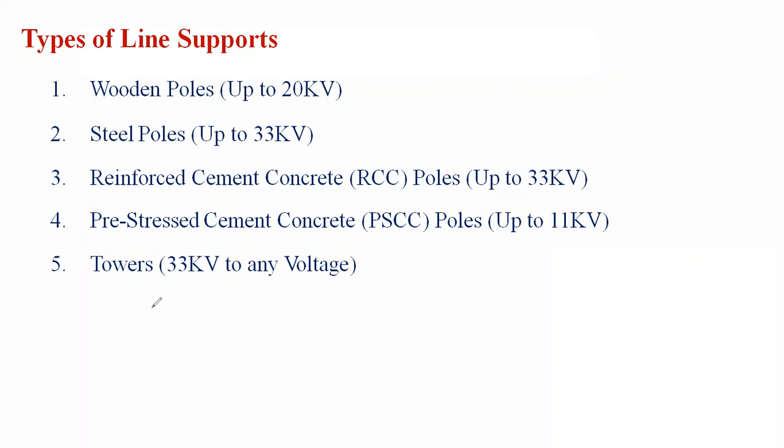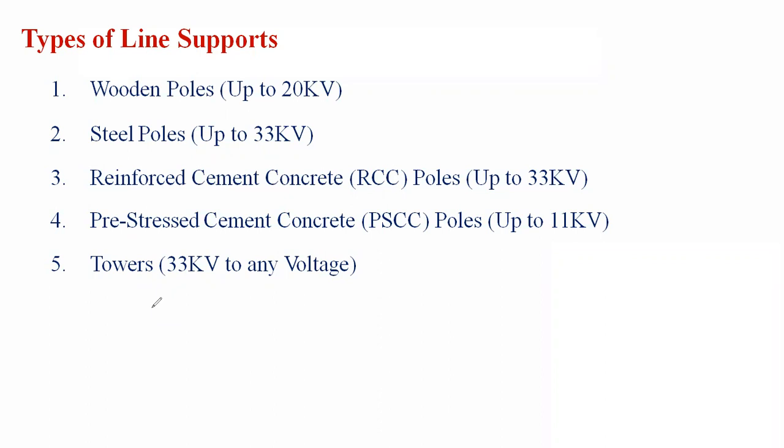But in the wooden pole, steel pole, RCC pole, and pre-stressed cement concrete pole, the span length is limited. In the wooden pole, it is less than 50 meter, steel pole 50 to 80 meter, RCC pole 80 to 200 meter, and pre-stressed cement concrete pole up to 100 meter. But in the tower, there is no limit. In the towers, the span length is not limited.